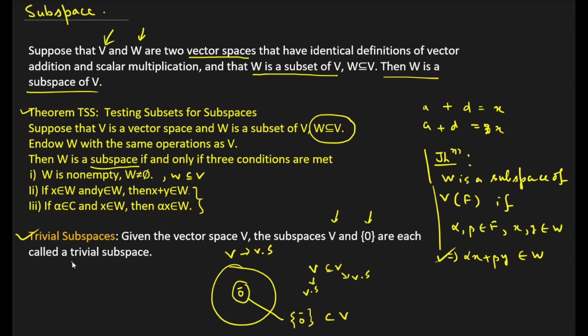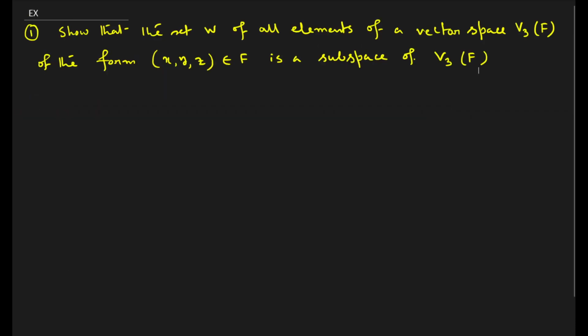So these 2 subspaces are called what? Trivial subspaces. Okay, so I hope the definition of subspace is clear to all of you. Now let us do some examples. Examples are very, very easy.